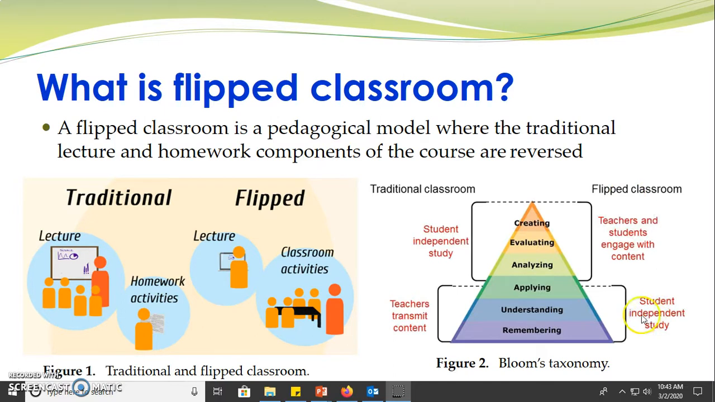The student independent study looks at going over the content, the lecture content and the notes, and making a summary of whatever they have learned and understood. So the lower level learning is done by the student at home. Then during the in-class activity, the teachers and students engage with the content. We generate meaningful discussions, we look at real life examples, and we look at problem solving. So this fosters higher level learning and we are involved together in this process.